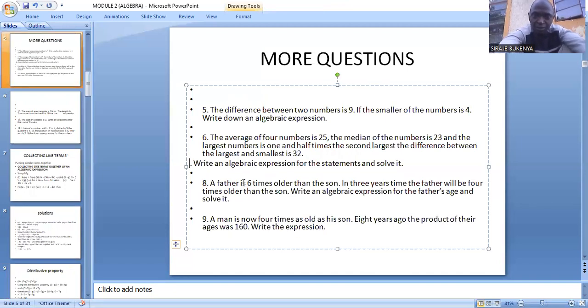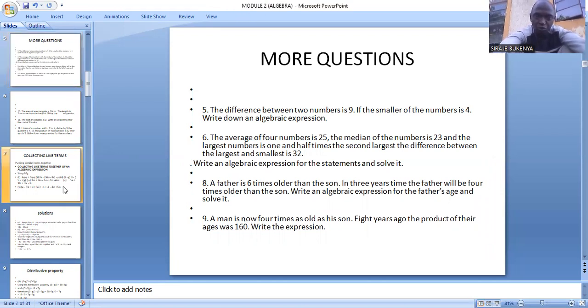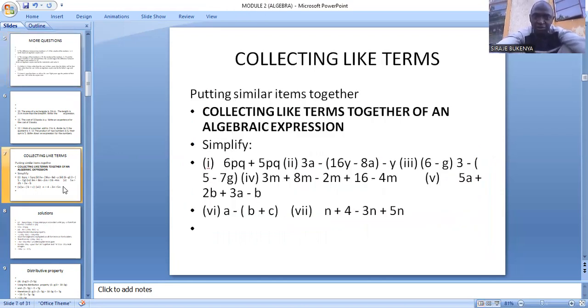The father is 6 times older than the son. In 3 years' time, the father will be 4 times older than the son. Write an expression for father's age and solve it. The man is now 4 times as old as his son. 8 years ago, the product of their ages was 160. Write an expression for this. So you may not solve for now, as you're going to look at how we do solve those. Then that will help us in the question.